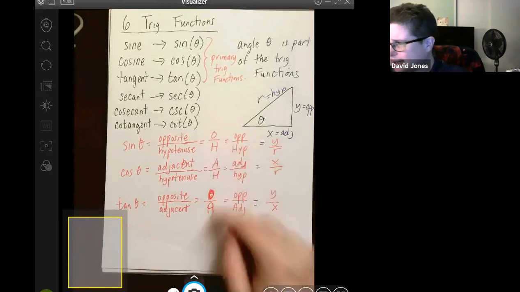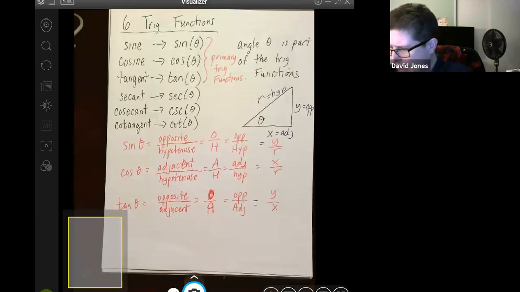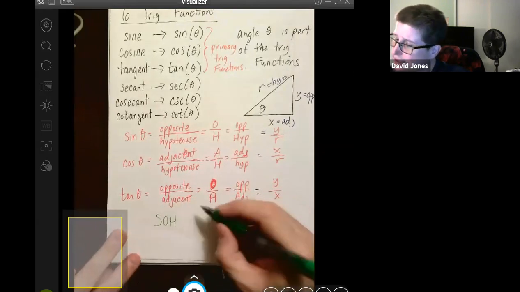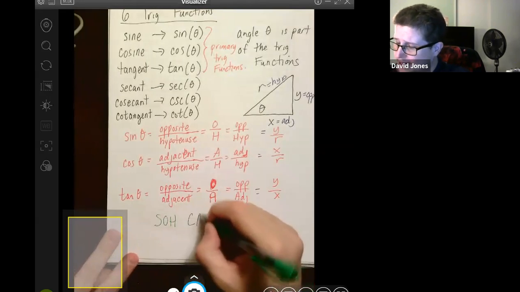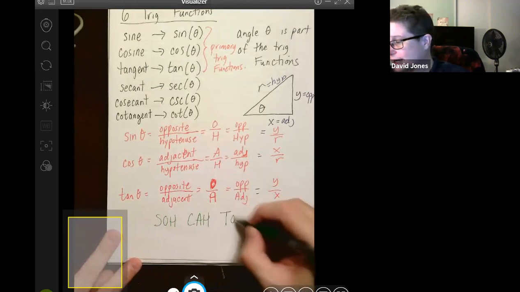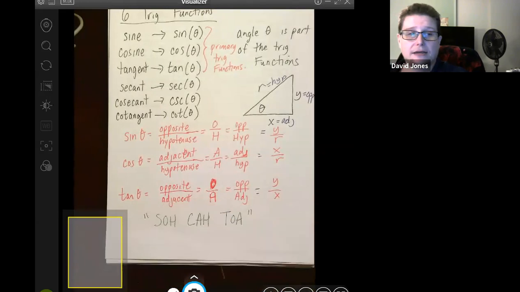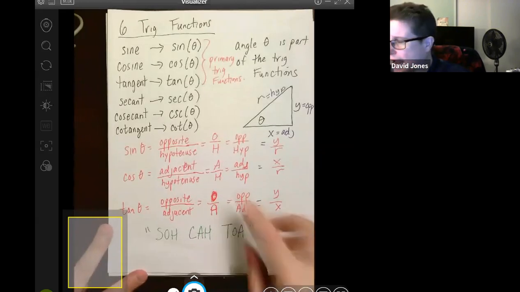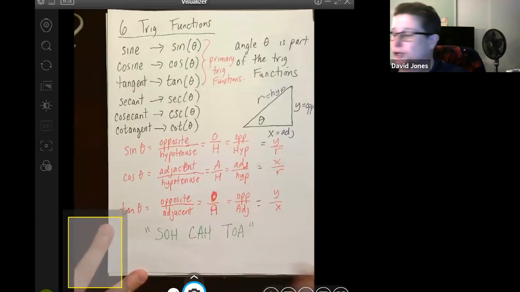Now the reason why I did these letters, there is a common acronym for this. Sine is O over H, SOH. Cosine is A over H, CAH. And tangent is O over A, TOA. SOHCAHTOA. That's what they call it. So I'm going to pause this to write down what you need. I'm going to copy down some of this information on the next page because we're going to use it to talk about the other three trig functions.